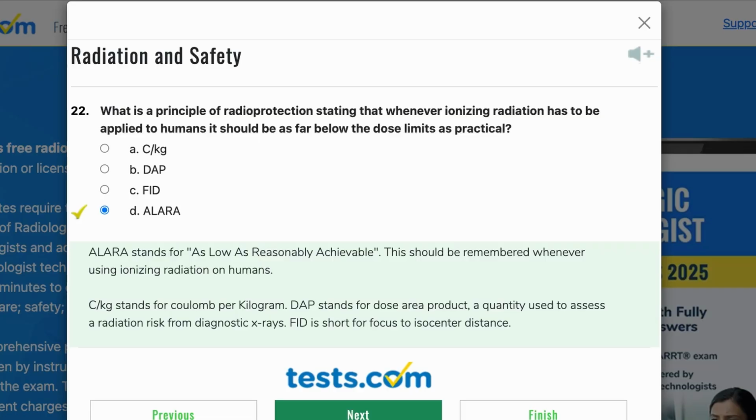This should be remembered whenever using ionizing radiation on humans. C/kg stands for Coulomb per kilogram. DAP stands for dose area product, a quantity used to assess a radiation risk from diagnostic X-rays. FID is short for focus to isocenter distance.